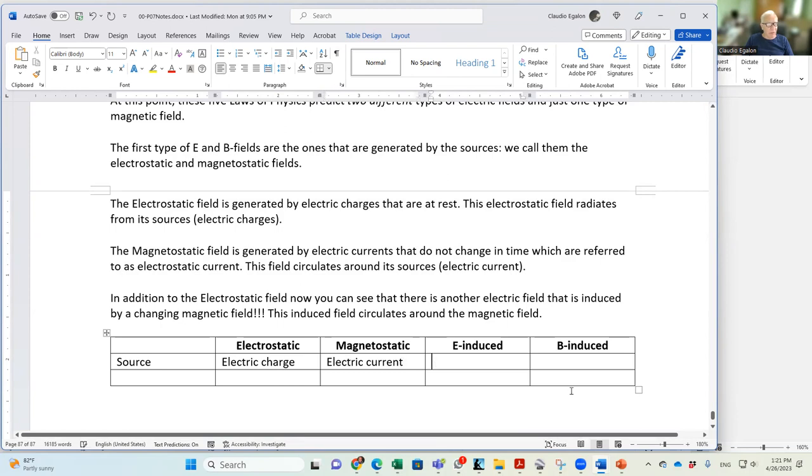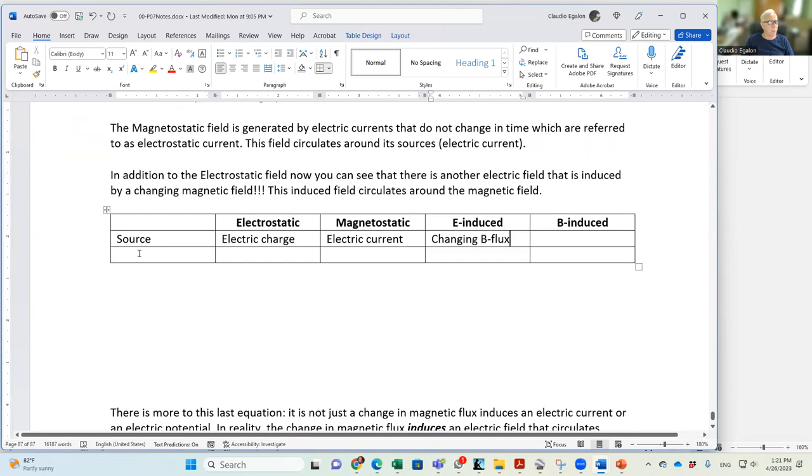And then we are going to have this induced field that you already know, that the source is what? Changing the flux, magnetic flux. That's the source. Behavior of the electrostatic field. It radiates from the source. The magnetic field circulates around its own source, which is the electric current.